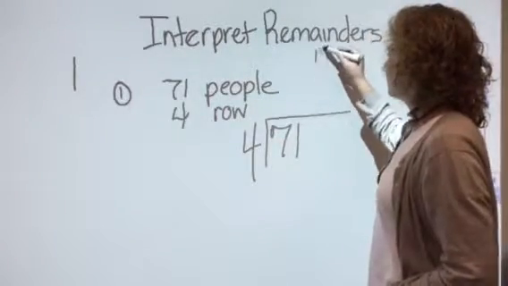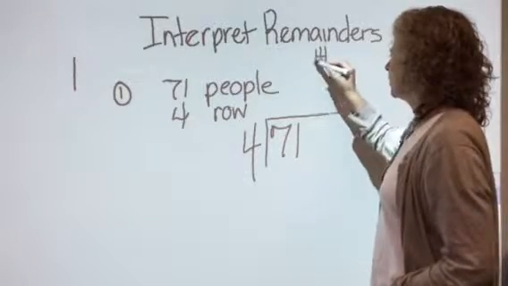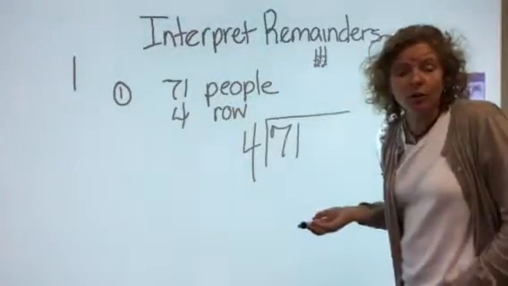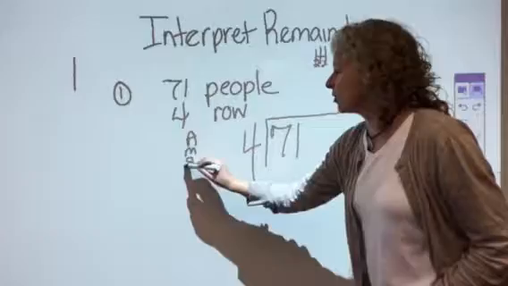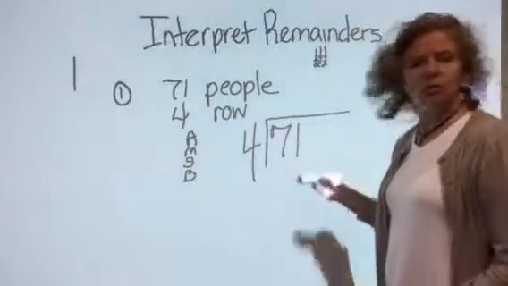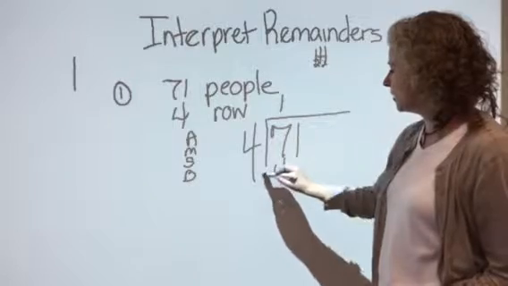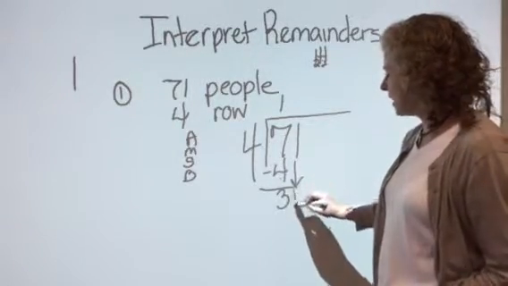You know how we do that on the bus? I'm just picturing it in my head. I'm visualizing. We've got 2 people over here and 2 people over. How many rows are we going to need? Well, let's do our division first. Let's do the work. We have to ask, multiply, subtract, and bring down. How many times does 4 go into 7? 1 time. 1 times 4 is 4. I'm going to multiply, subtract, bring down.